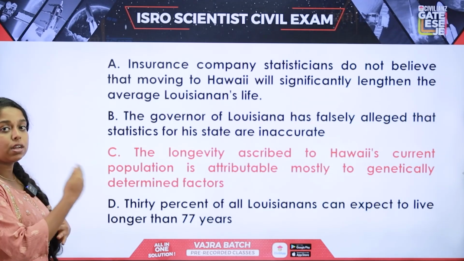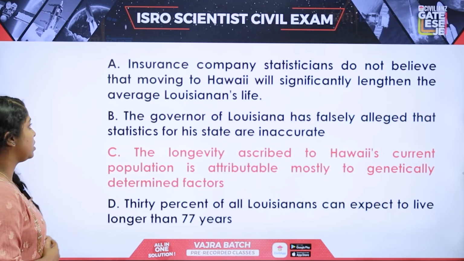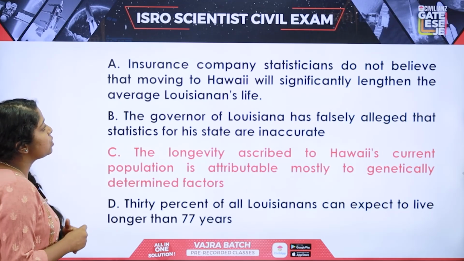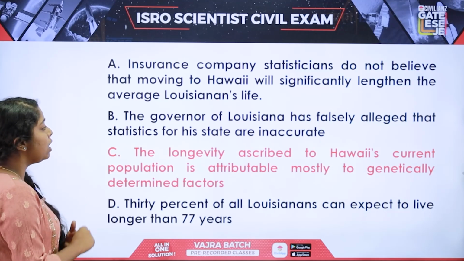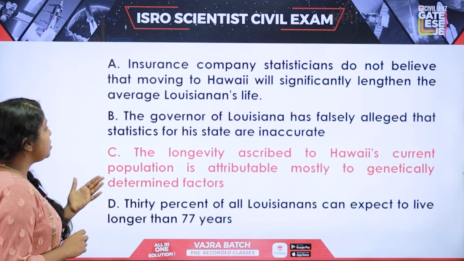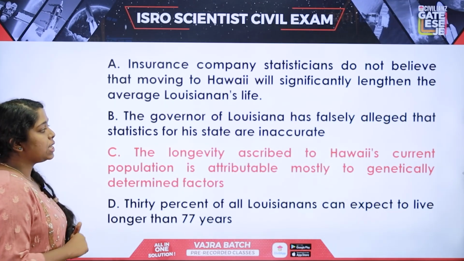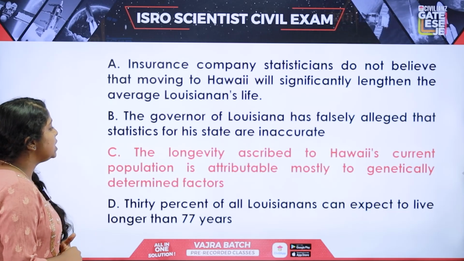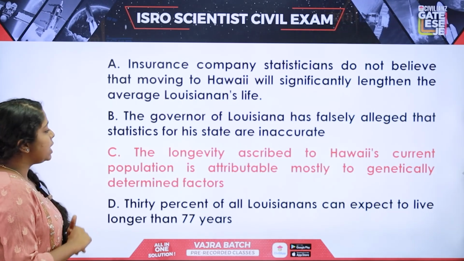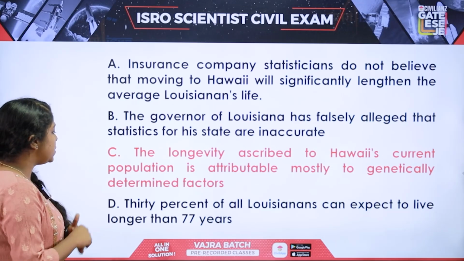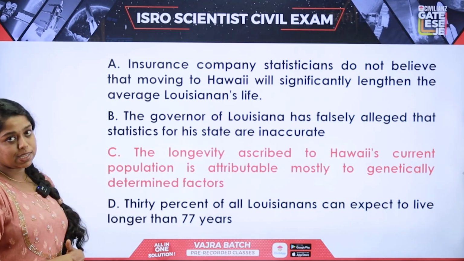Based on the passage, if a person lives in Hawaii, he will have a longer life expectancy. The first option is that insurance company statisticians do not believe that moving to Hawaii will significantly lengthen the average Louisianan's life. Option B is that the government of Louisiana has falsely alleged that statistics for the state are inaccurate. Option C is that the longevity ascribed to Hawaii's current population is attributable mostly to genetically determined factors. And option D is that 30% of all Louisianans can expect to live longer than 77 years.